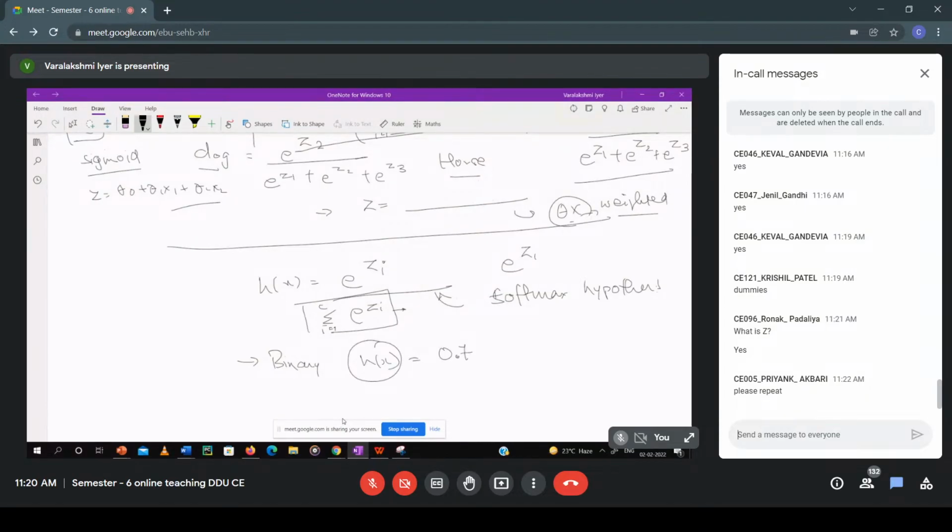Suppose you are getting 0.7 as an output, then you were estimating that the probability of the instance to fall in the tumor class is 0.7. That is what we were estimating in the case of binary logistic regression.